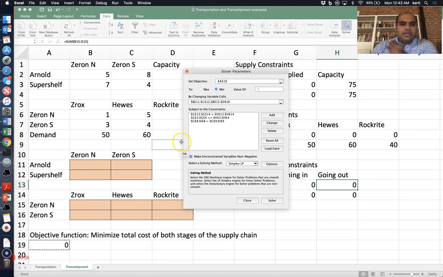That's it. So A19 is where my objective is, B11 to C12, comma, B15 to D16. These are all my decision variables. Then I have G13, G14 equal to H13, H14. That's the transshipment constraints, everything coming in equal to everything going out. Then you have the supply constraint, G3, G4 less than or equal to H3, H4. And of course the demand constraint, G8 to I8 and G9 to I9, corresponding values should be equal. Once you have done that, we can click on solve.